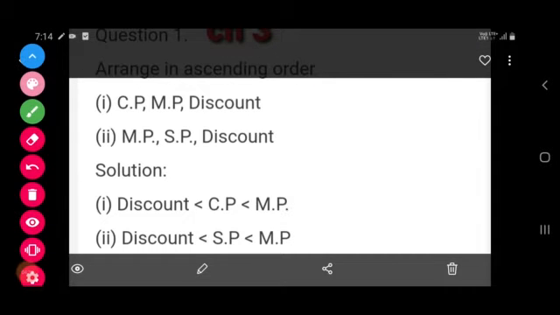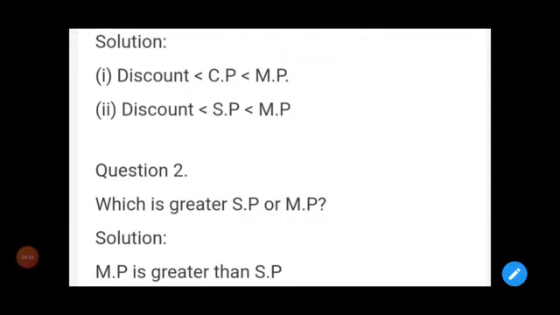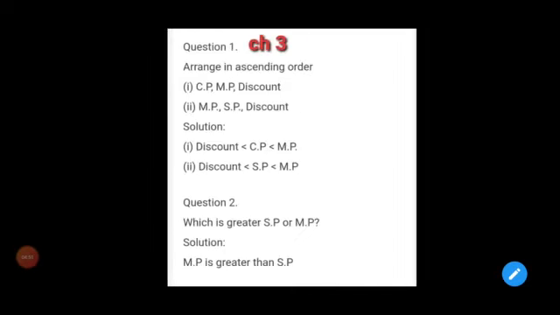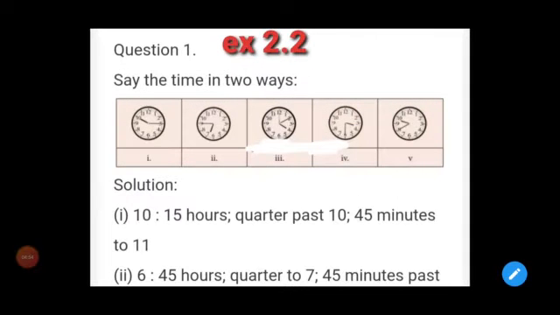Next, question number 2, inside questions. Which is greater, SP or MP? We know that SP is what remains after the discount from MP. Therefore, which one is greater? MP is greater than SP. Okay.